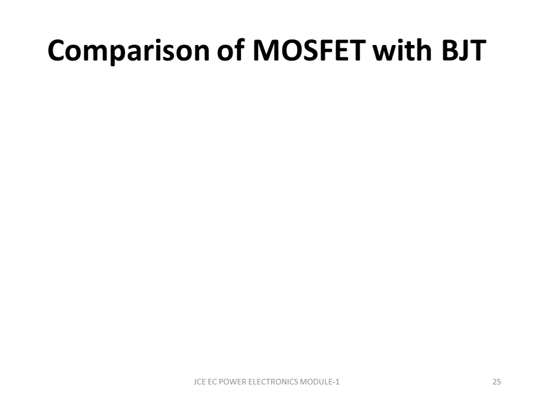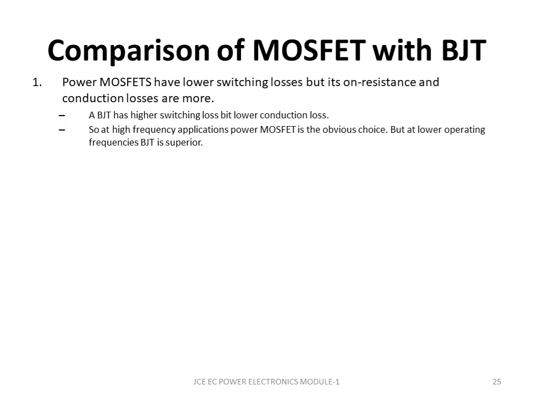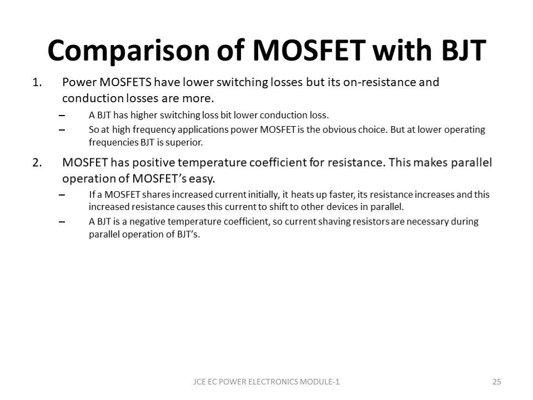Now, moving further, let us compare the MOSFET and the BJT and their performance. Power MOSFETs have lower switching losses and hence can be used for high frequency, but the on-state resistance and conduction losses are more. Compared to a BJT, it has a higher conduction loss but lower switching loss. So at high frequency application, the power MOSFET is the obvious choice, but at lower operating frequency, the BJT is superior.